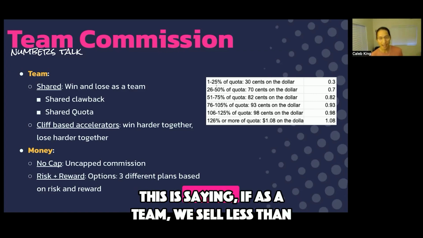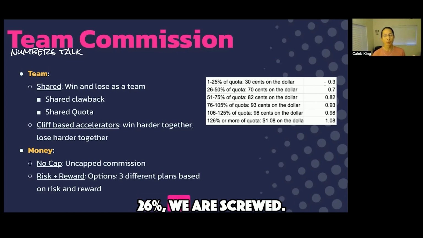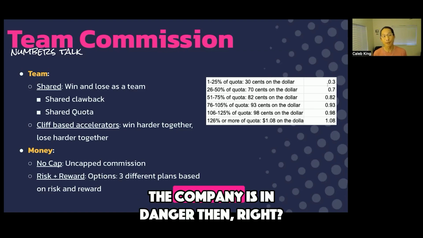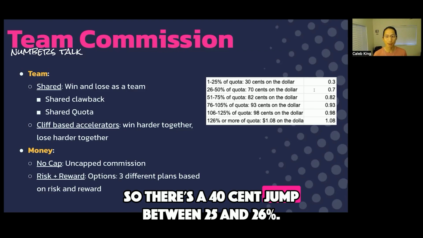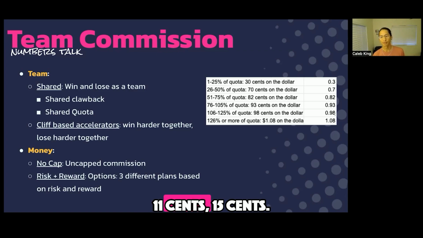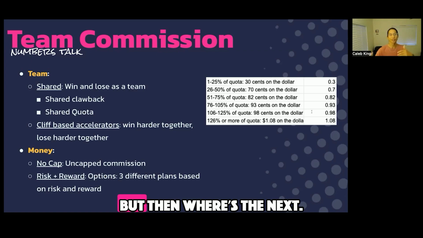This is saying if as a team we sell less than 26%, we are screwed. We're not feeding our families because guess what? The company is in danger then, right? So there's a 40-cent jump between 25 and 26%. And then you'll see these jumps, 12 cents, 11 cents, 5 cents. But then where's the next really big cliff, right?